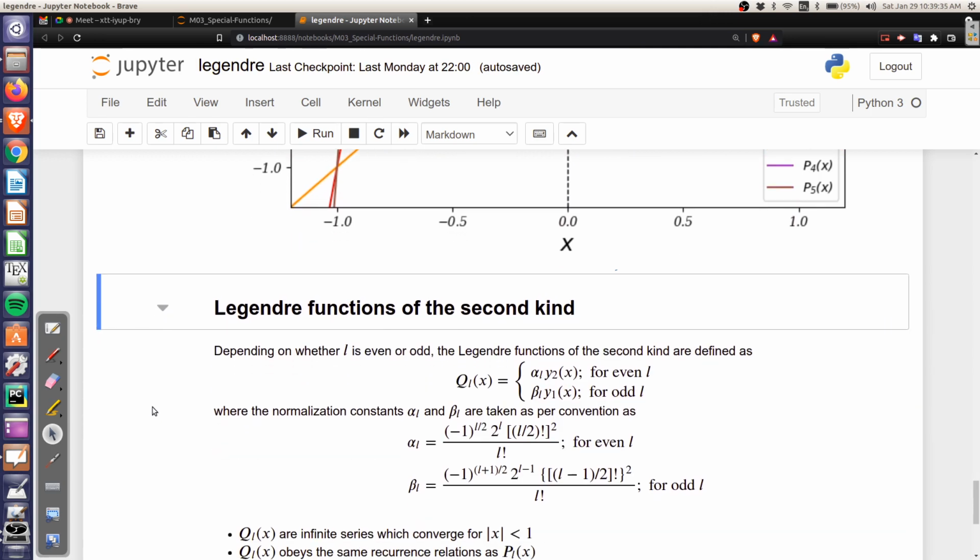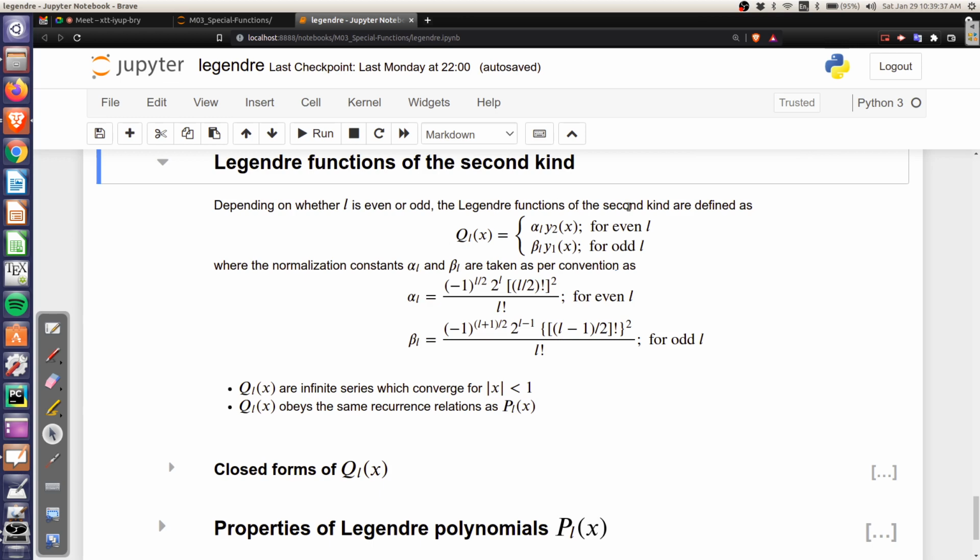Depending on whether L is even or odd, the Legendre functions of the second kind are defined in this way. As we already saw, if we have even values of L, then y1 becomes a polynomial, and y2 remains a power series. That means QL will be y2. Similarly, if it is odd values of L, then y2 will become a polynomial and y1 will remain a power series. So QL will be proportional to y2 for even L, and proportional to y1 for odd L. And we have two constants, alpha 1, beta 1. These are your normalization constants, just like before. And as per convention, this is how we take these normalization constants.